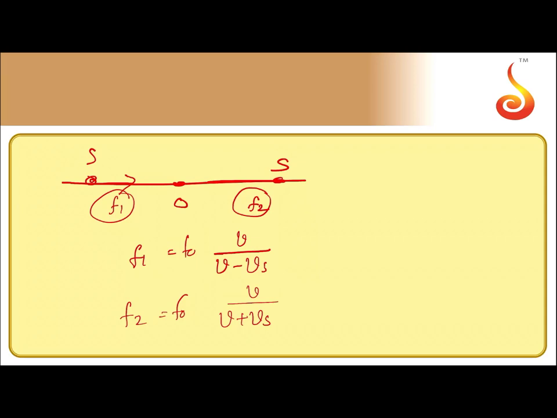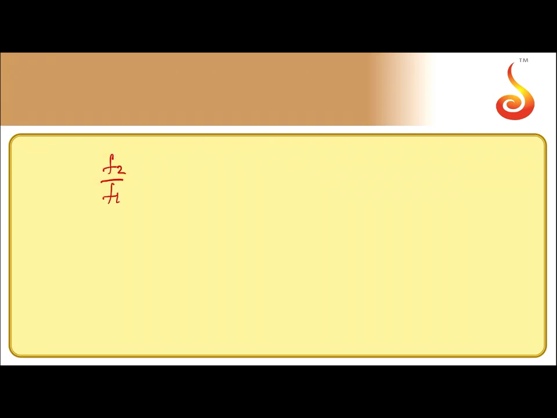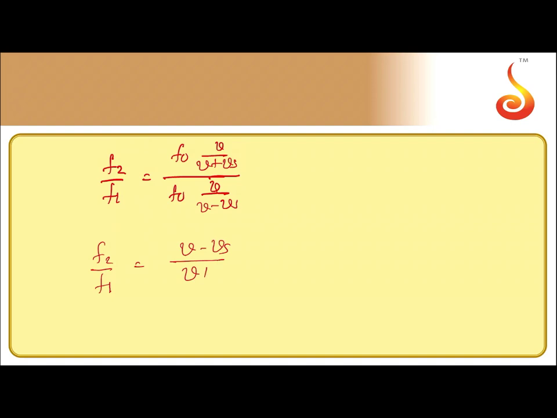Now, the question is, what data are we given? We are given its velocity and the value of F1, and the velocity of sound in the medium is also given. So I'll take the ratio F2 divided by F1, which is F0 into V divided by V plus Vs, divided by F0 into V divided by V minus Vs. So F2 divided by F1 is equal to V and V cancel, leaving V minus Vs divided by V plus Vs. Or F2 is equal to F1 into V minus Vs divided by V plus Vs.